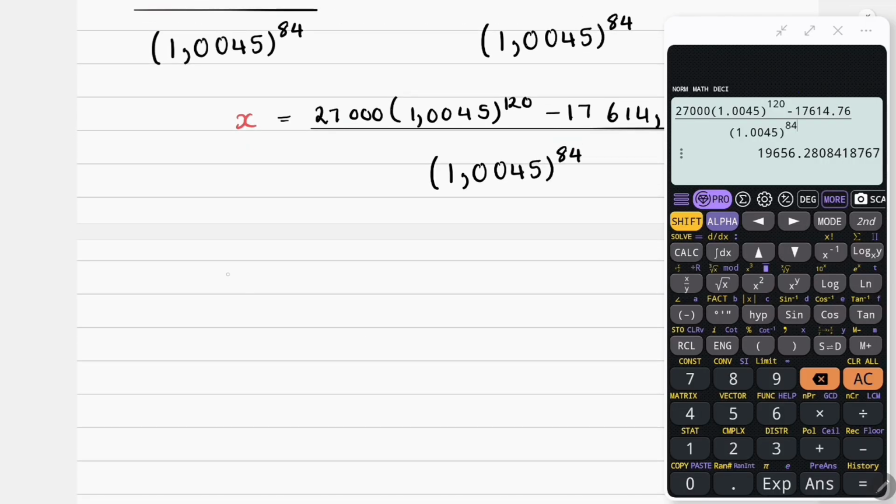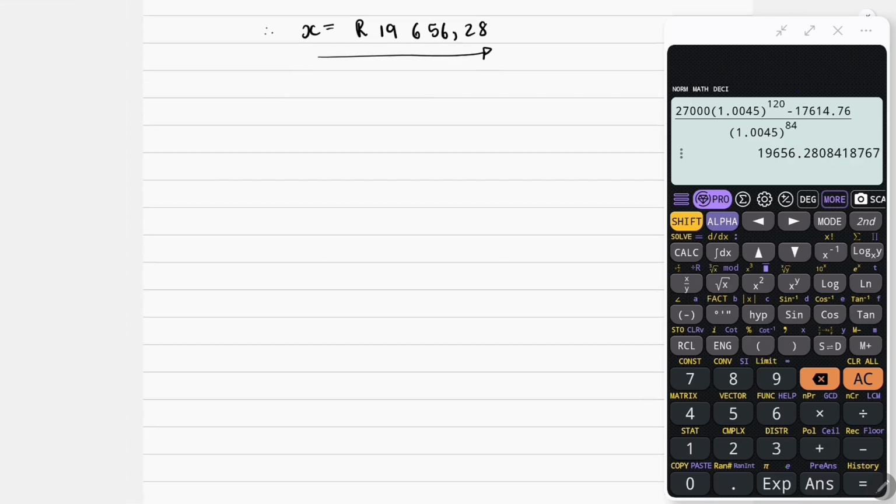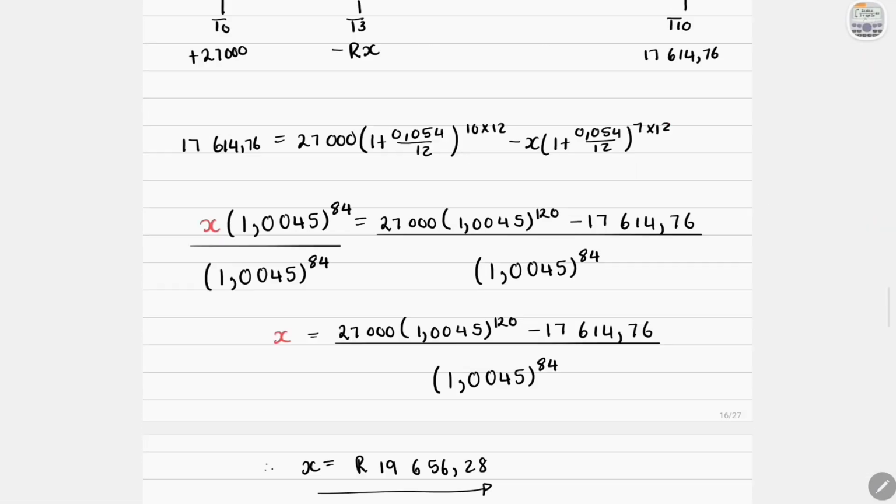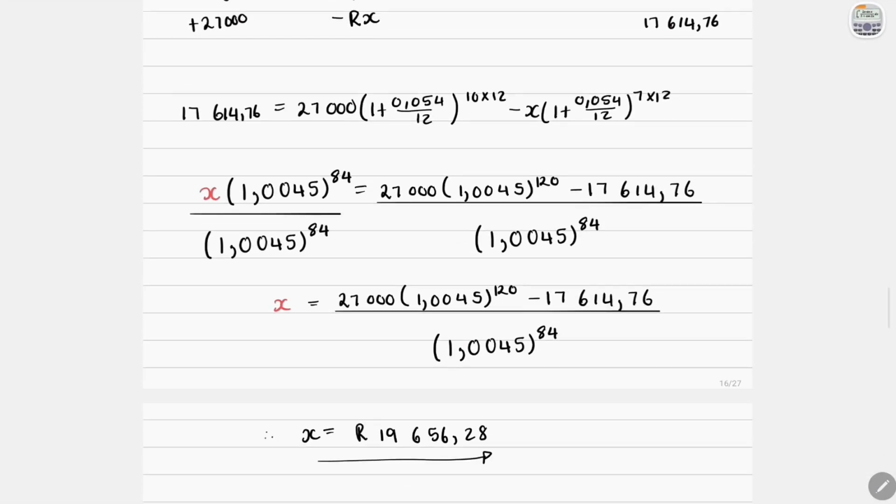Okay, so our answer is finally x is equal to, and it is 19,656.28 cents. And that is our answer. Okay, and that is it for the financial math section of this paper.